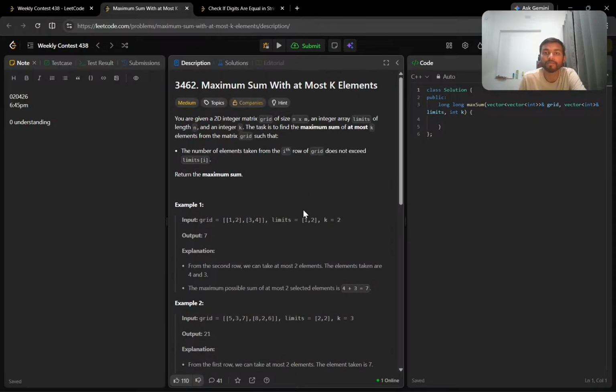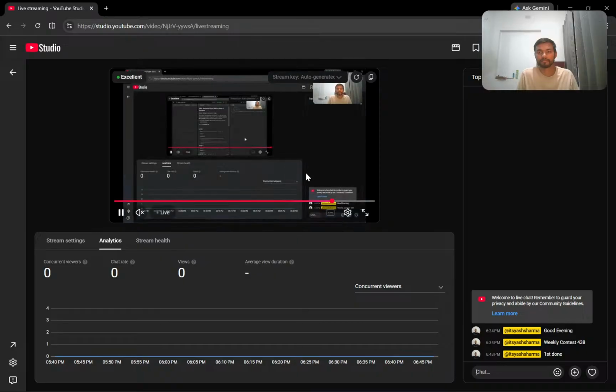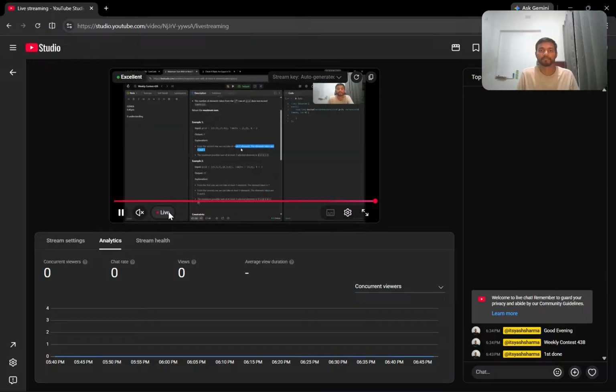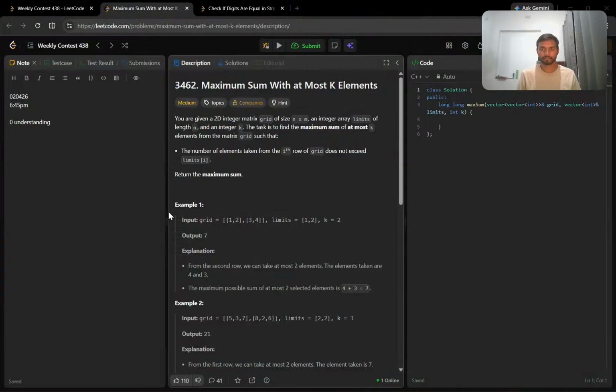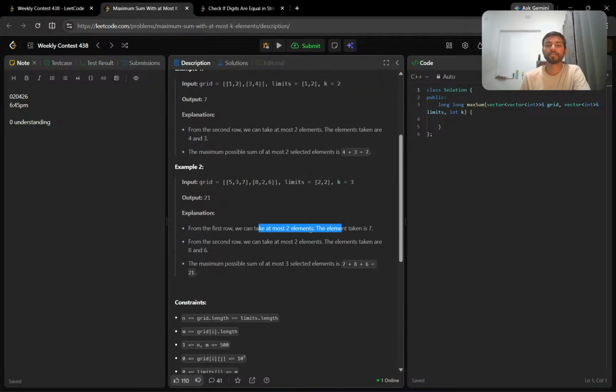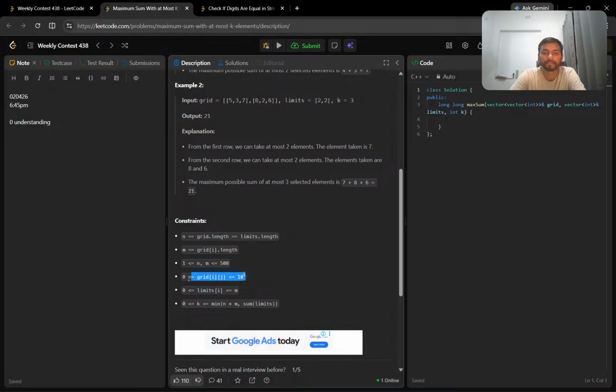See what it is saying, limit 1 2. What is limit 1 2? Integer array limit of length n. The number of elements taken from the ith row of grid does not exceed limit i. From the ith row we can't take more than limit i elements, okay. So how were both elements taken here? Okay okay, k elements, so from each row we can take at most this many elements, and k. Okay, basically, oh, okay, so this will be n log n.